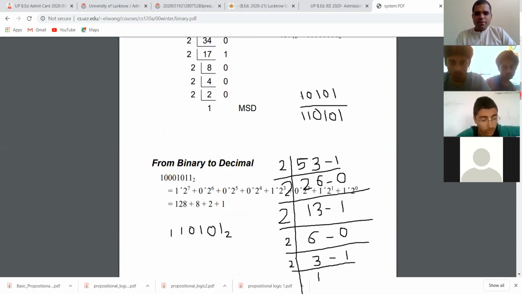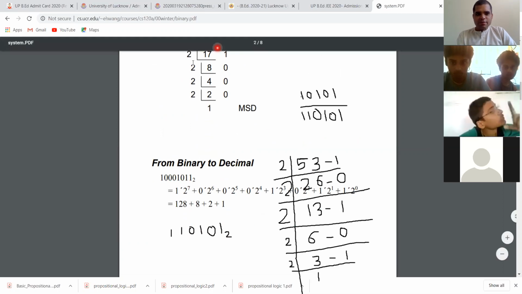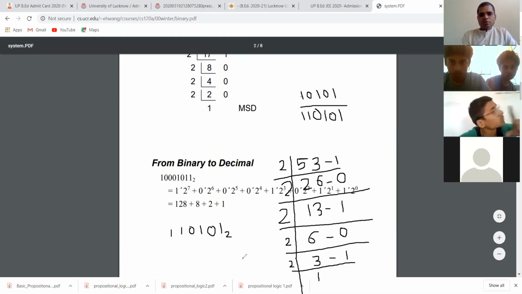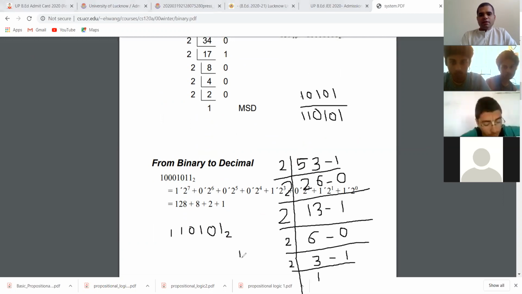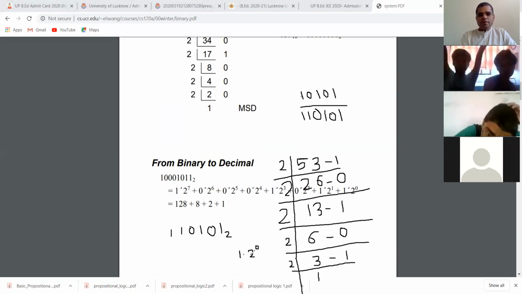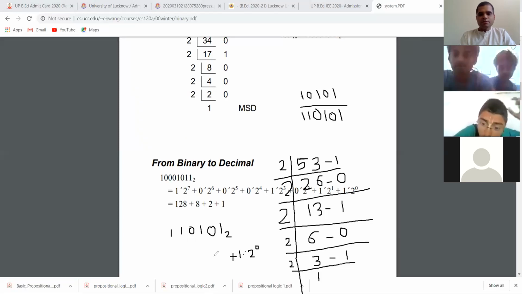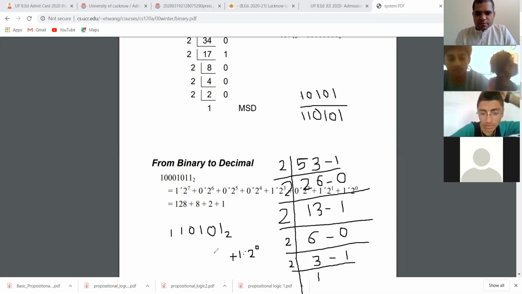Okay, 53 का हमने ये आंसर निकाला था. So you can just make a cross check whether it is correct or not. So first is 1 into 2 to the power 0. Okay, we'll take from the right side 1 into 2 to the power 0. फिर अगला क्या होगा बताओ? What will be the next? 1 into 2 की power 1. हाँ? 2 to the power 1.